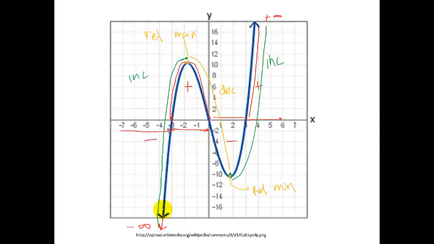So the function is increasing to a relative maximum, then it decreases to a relative minimum, then it increases forever up to positive infinity. It's positive from -8 to 0 and from 3 onward, and it's negative everywhere left of -8 and between 0 and 3.